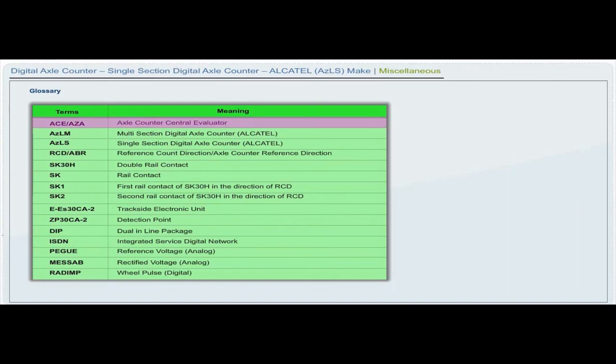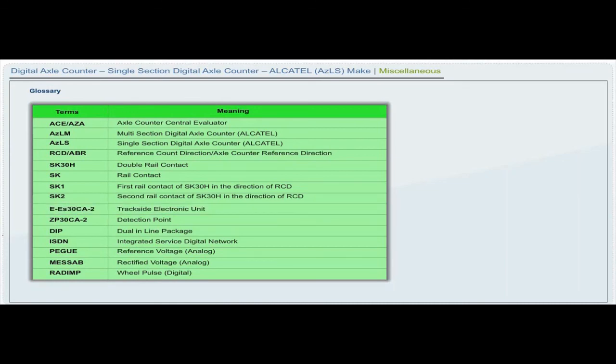Glossary: ACE or AZA means Axle Counter Central Evaluator. AZLM means multi-section digital axle counters of Alcatel. AZLS means single section digital axle counter of Alcatel. RCD or ABR means reference count direction or axle counter reference direction. SK30H means double rail contact. SK means rail contact. SK1 means first rail contact of SK30H in the direction of RCD. SK2 means second rail contact of SK30H in the direction of RCD.